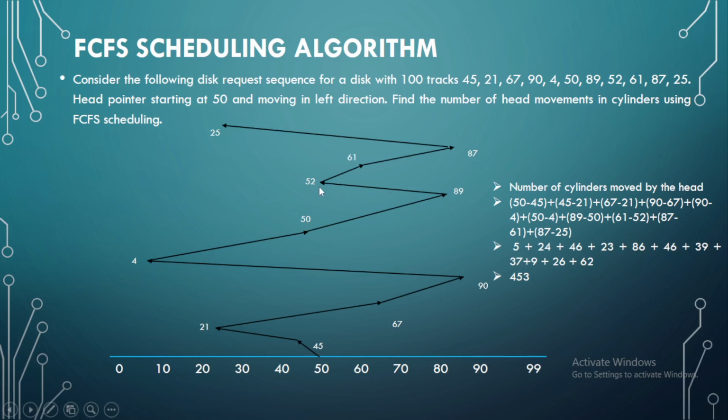From 89 to 52, 89 minus 52, 37. From 52 to 61, 61 minus 52, 9. From 61 to 87, 87 minus 61, 26. And from 87 to 25, 87 minus 25, 62. So the sum of all these cylinder movements is 453.